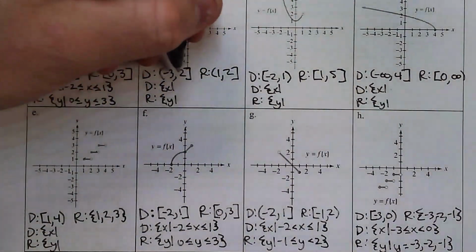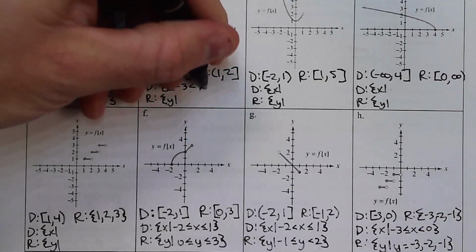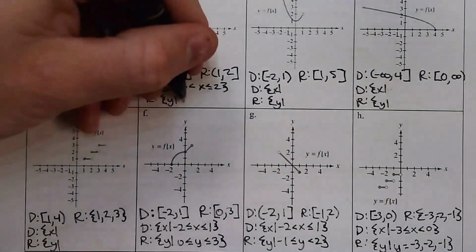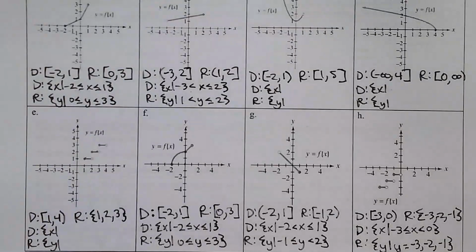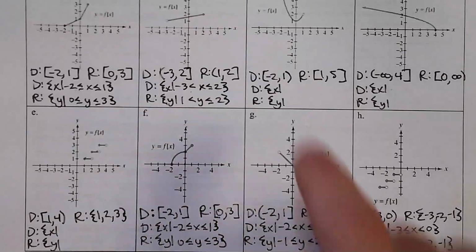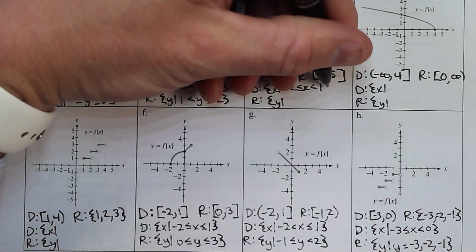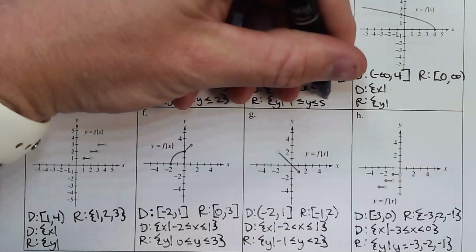Domain, this between -3 and 2. So I'm going to put like this, but except for no equal to on that side. And range 1 less than y less than or equal to 2. This is between -2 and 1, so it's -2 less than or equal to x less than 1. This is between 1 and 5, so 1 less than or equal to y less than or equal to 5.